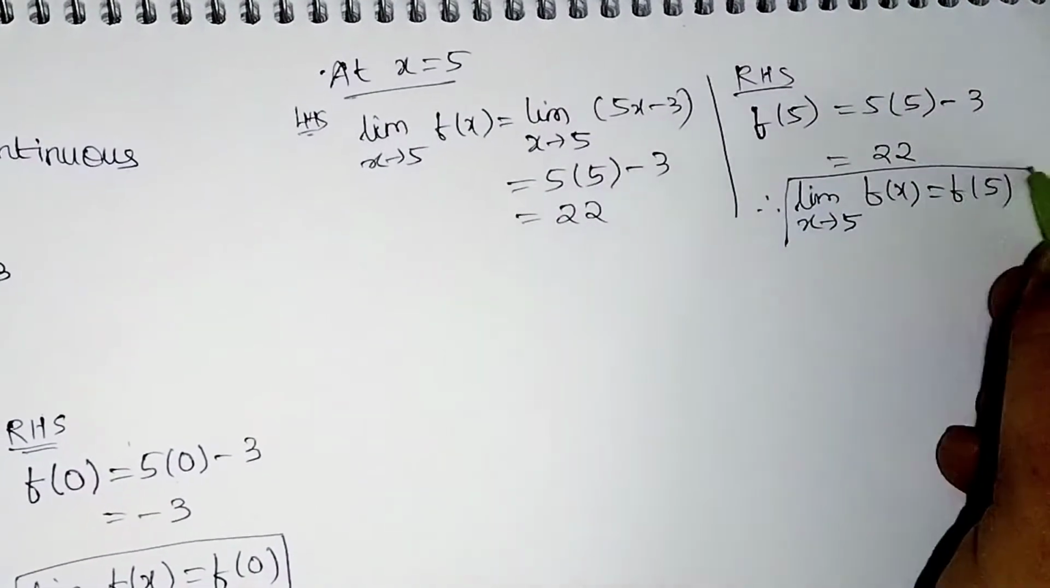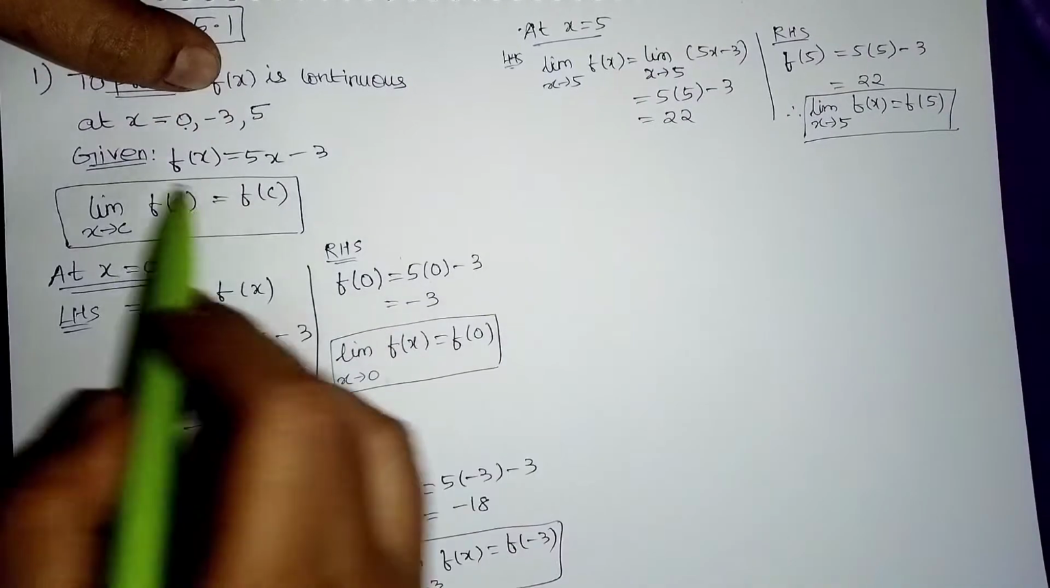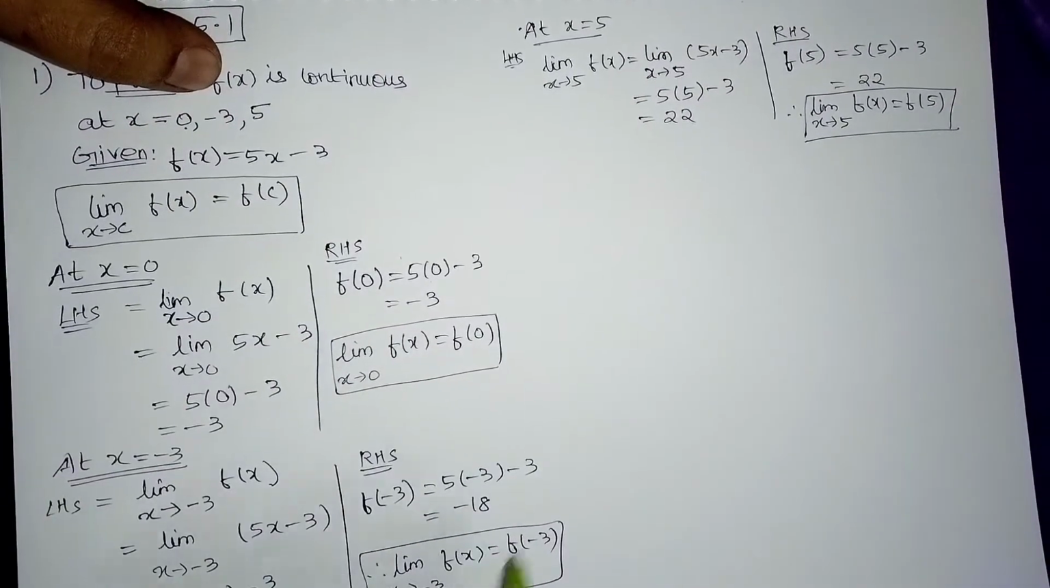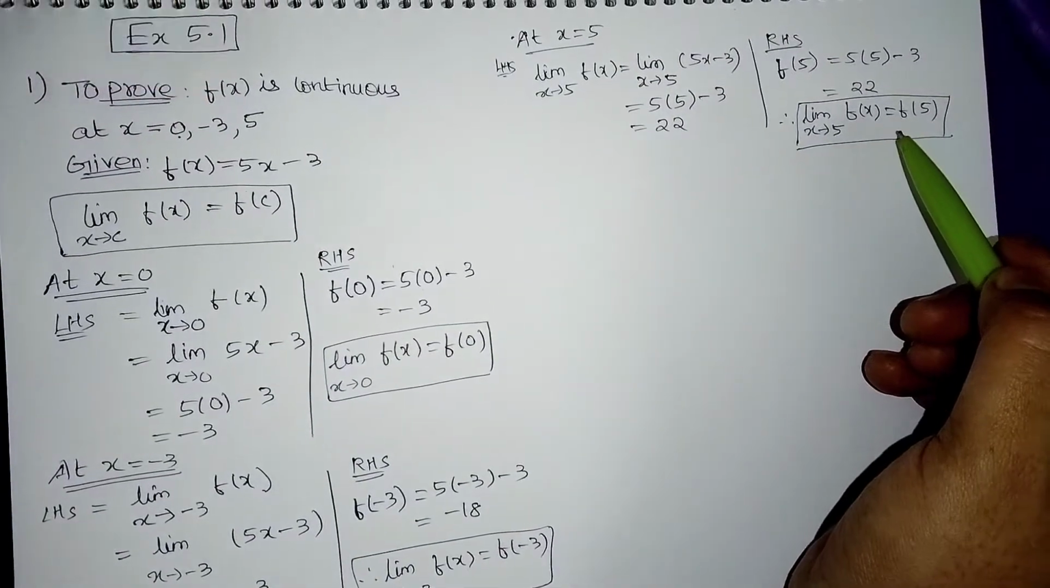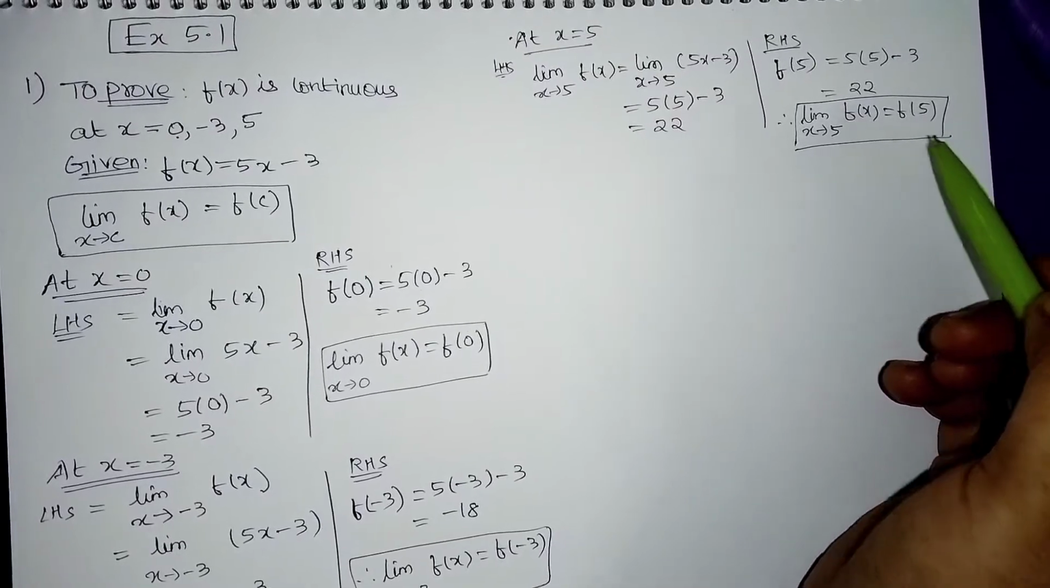Therefore, the given function is continuous at x = 0, at x = -3 and x = 5. Therefore, the function is continuous.